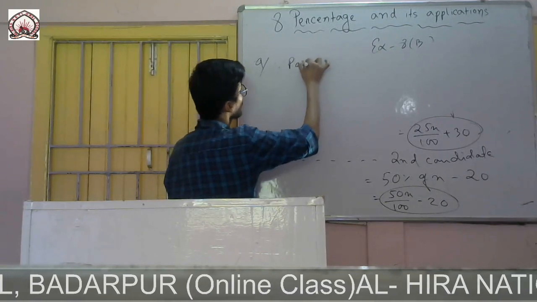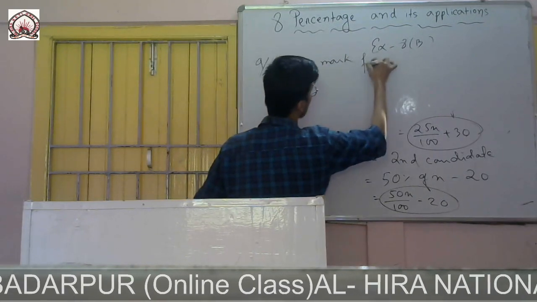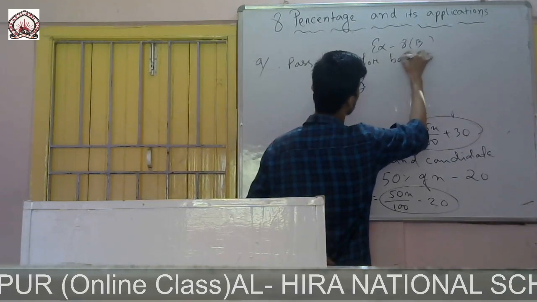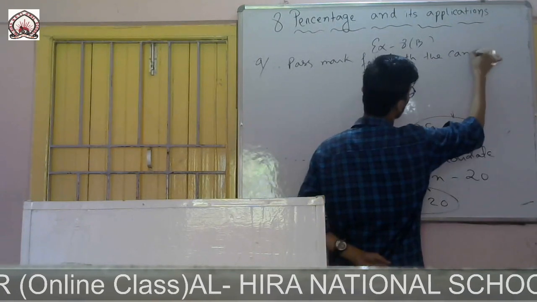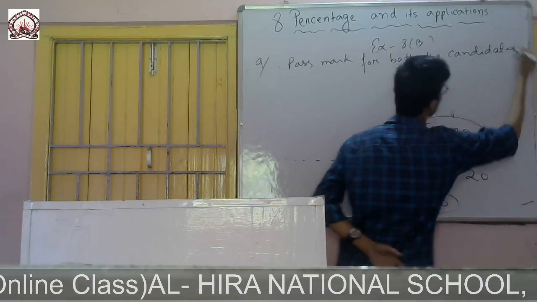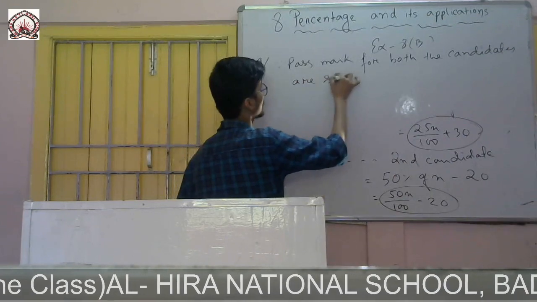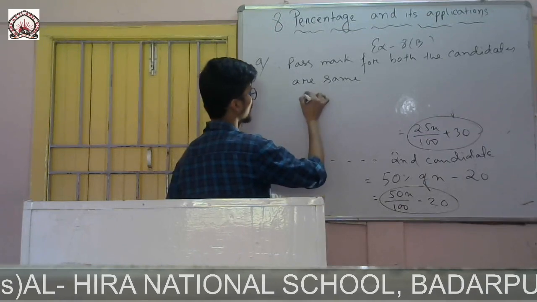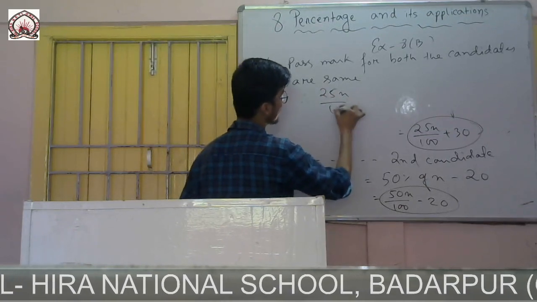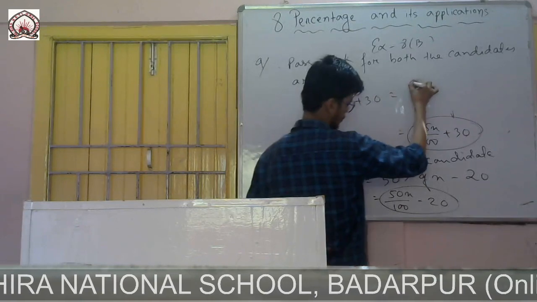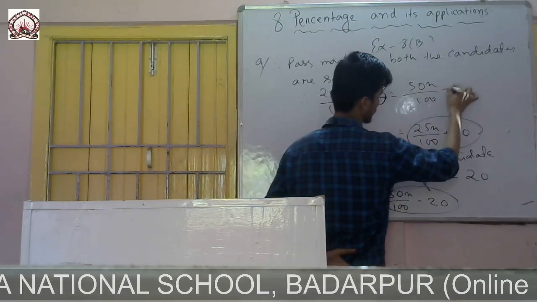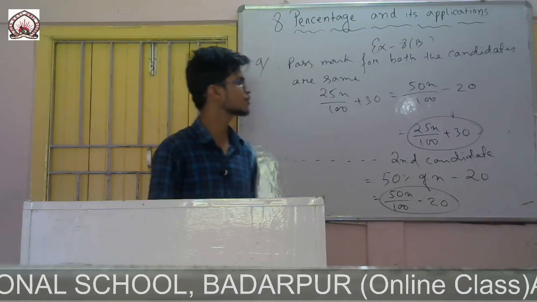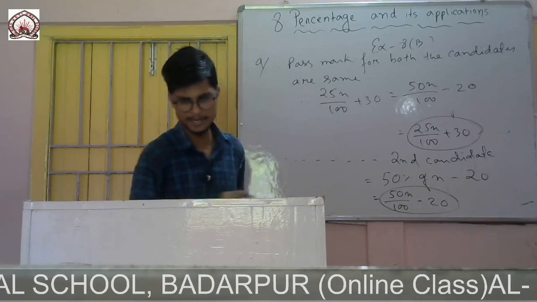Since pass mark for both the candidates are same, that means this one and this one, both of them are equal. So I can write therefore 25x by 100 plus 30 equals to 50x by 100 minus 20.